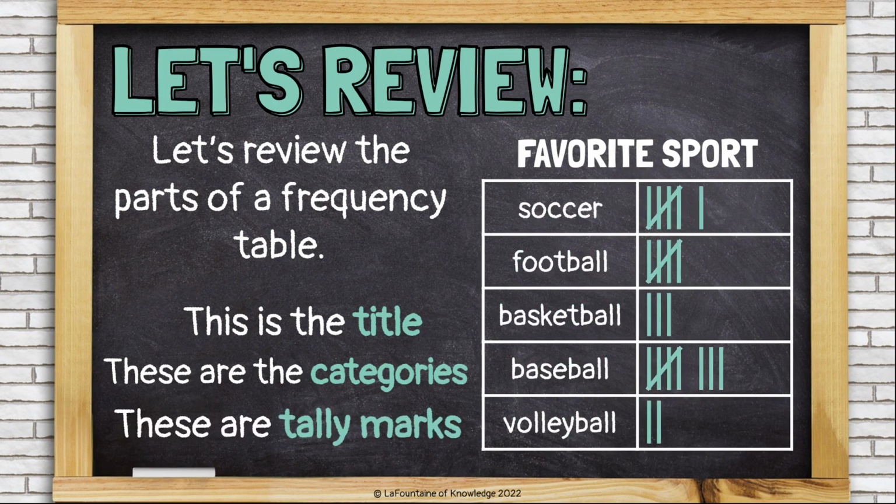These are tally marks. They're an easy way to count the number of people who chose each sport because they group them together in 5. So for soccer, I don't have to count 1, 2, 3, 4, 5, 6. I can just count 5 and then 6.